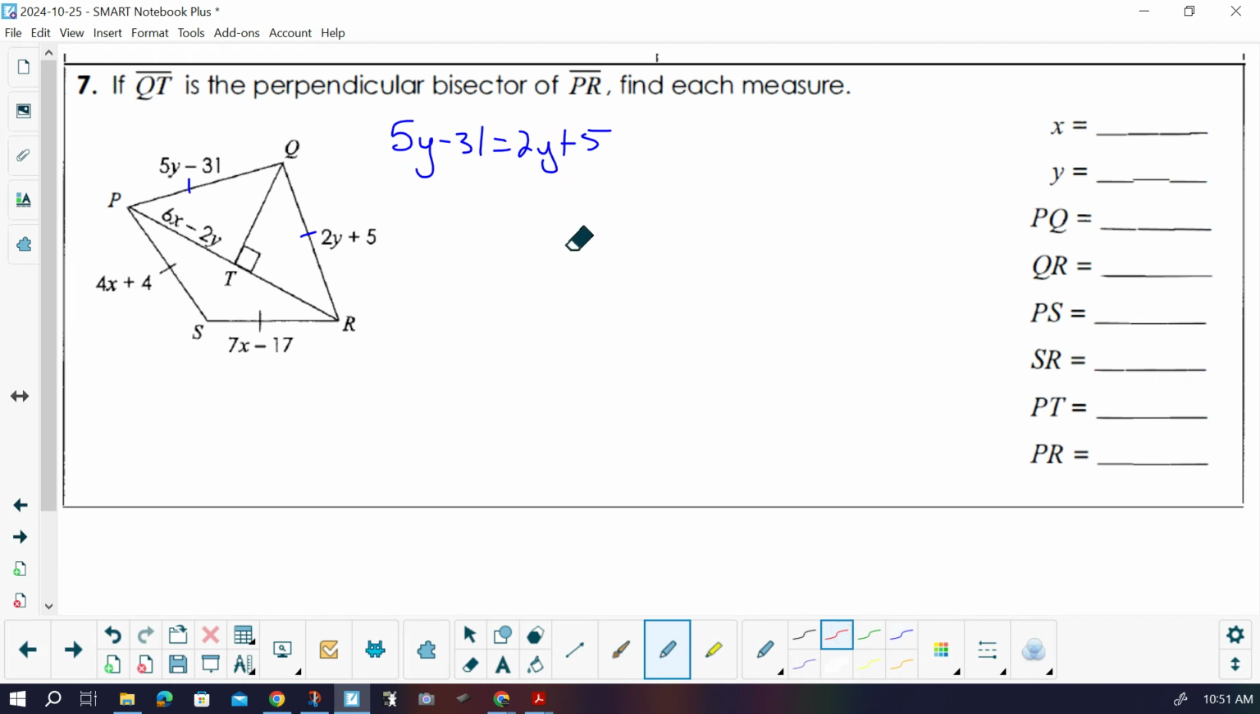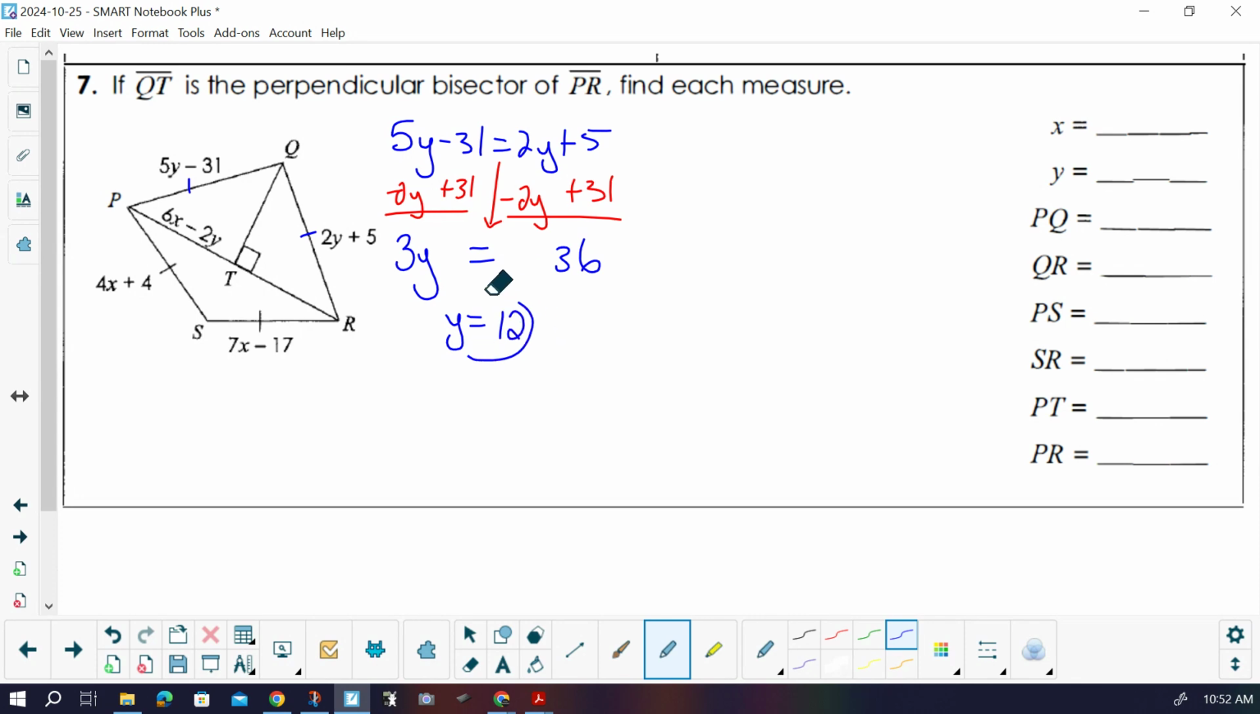I would subtract 2y from both sides. And since I'm getting rid of the 2y off of the right, I'm going to go ahead and get rid of this 31 off the left. Bring down my equal sign. And we go, okay, 5y minus 2y is 3y. That's gone. That's gone. This is 36. Divide both sides by 3 and we get y equals 12.